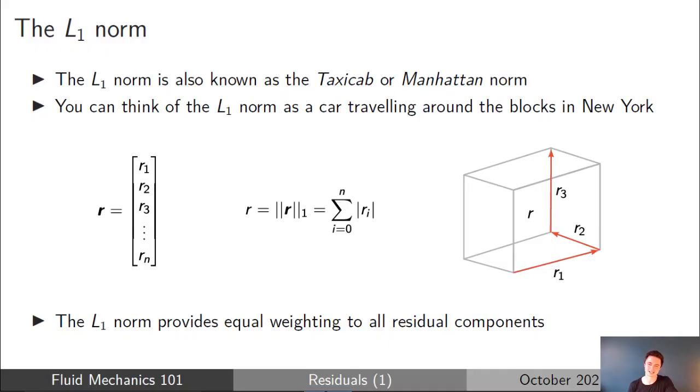And mathematically, this is just the summation of the magnitude of each of those vector components. And what you can see here is that if we have 1 or 2 cells with a very large residual, we're still giving equal weighting to those components because we're just taking the magnitude and adding them all up.